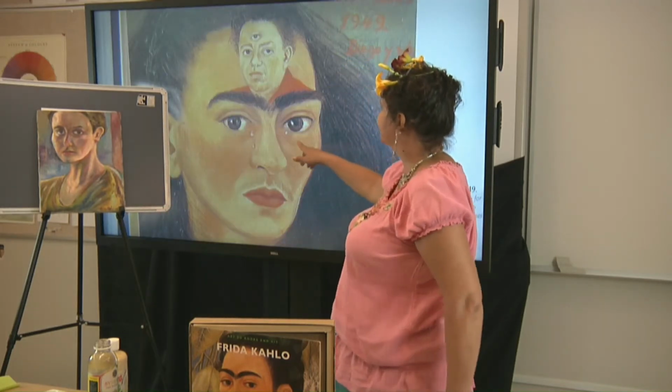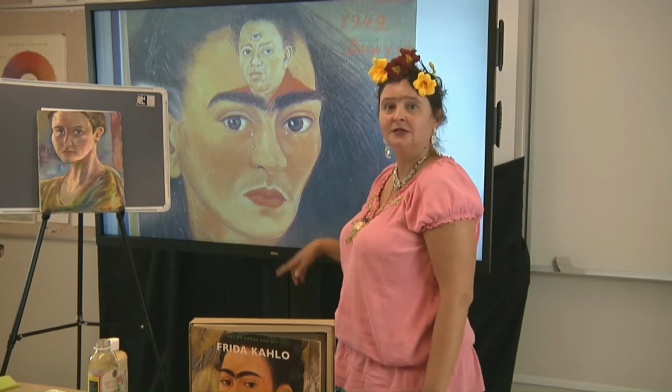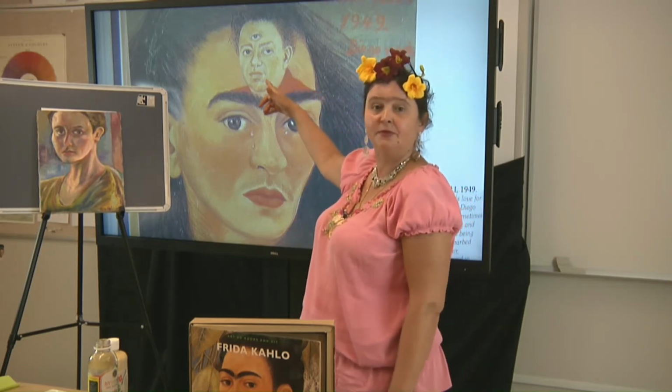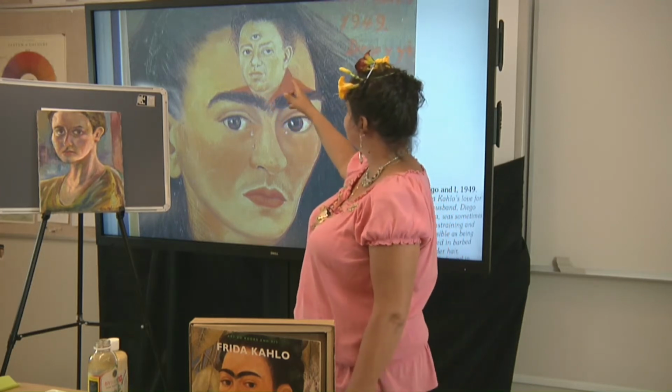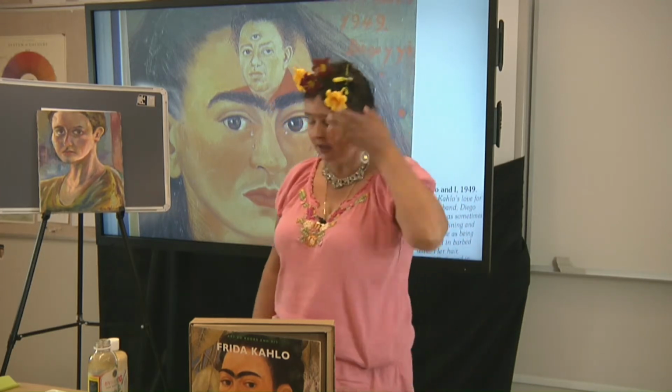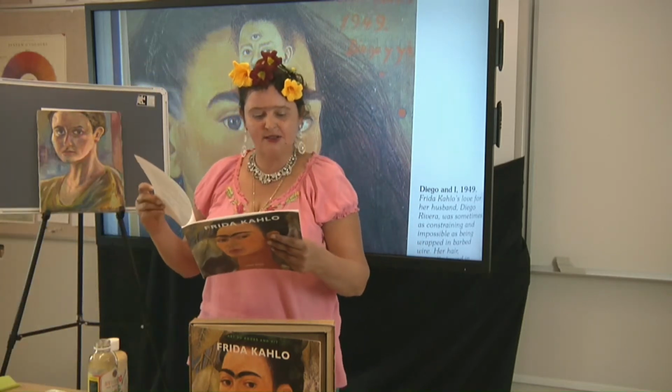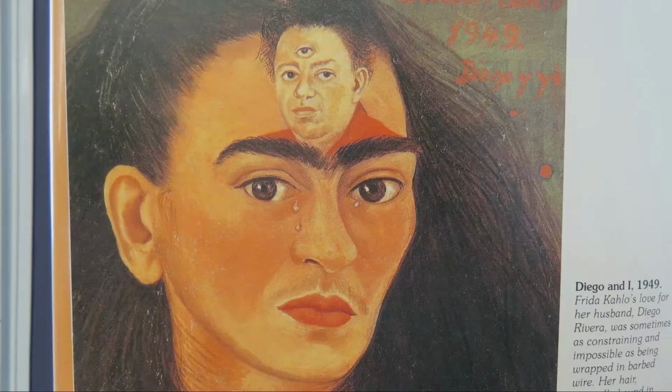Her painting is about her suffering. She met Diego Rivera, a Mexican muralist, and she married him in the year 1929. I'm sorry, yes, 1929. She marries Diego Rivera and moves to Mexico City. And she was born in 1907.